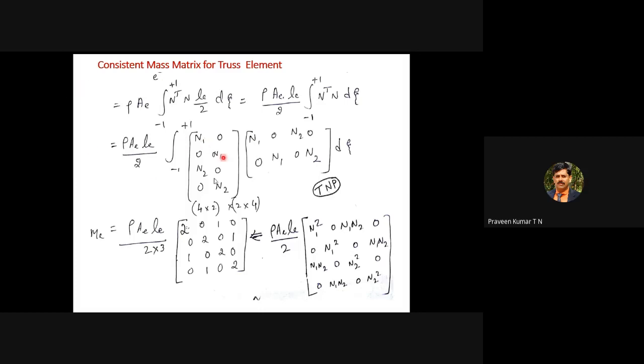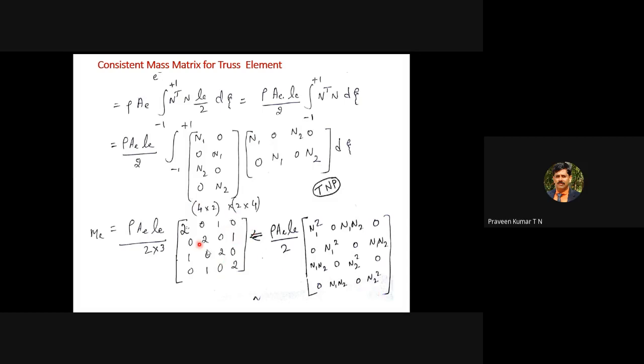Already we know what N transpose into N into d xi is, but it is slightly different here. So this is the N transpose, this is the N. After simplification, it is again a very lengthy process, so it is better to remember the final matrix. After simplification, we have rho A L divided by 6, or 2 into 3. The integration of N transpose N is given by [2 0 1 0; 0 2 0 1; 1 0 2 0; 0 1 0 2]. The diagonal elements are 2, 2, 2, 2. Then the second diagonal element is 0, and the third diagonal element is 1 and 0.